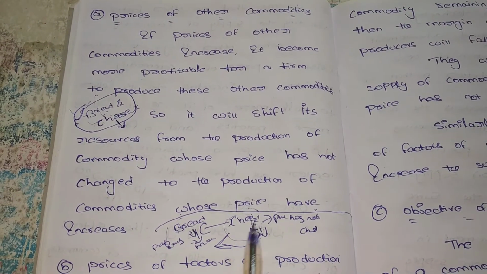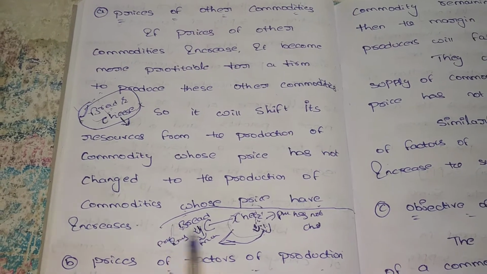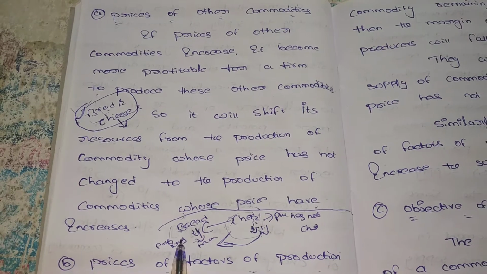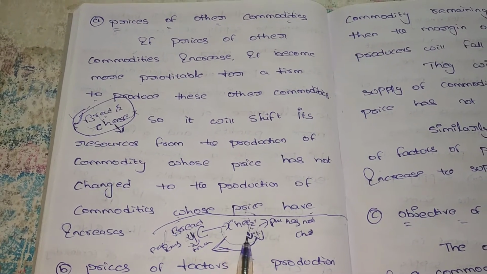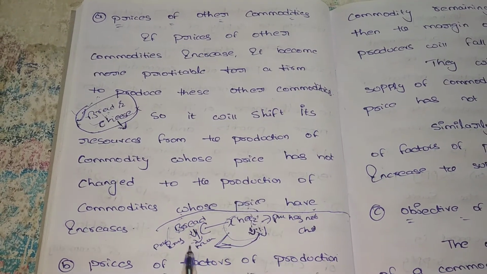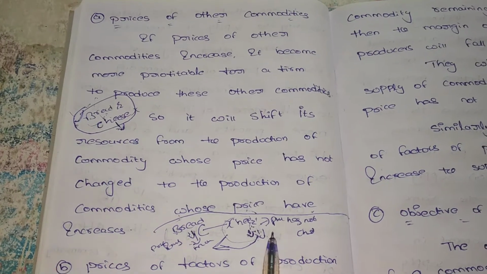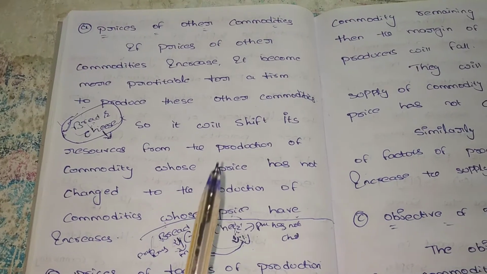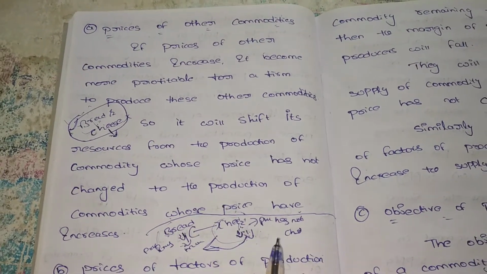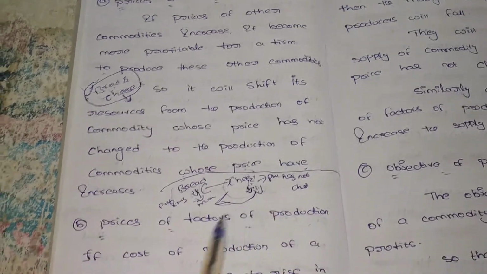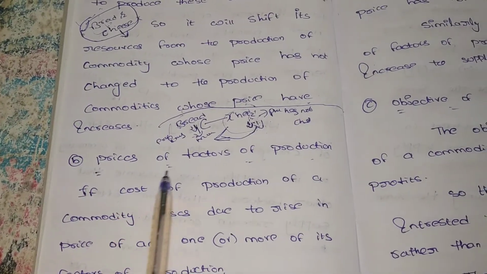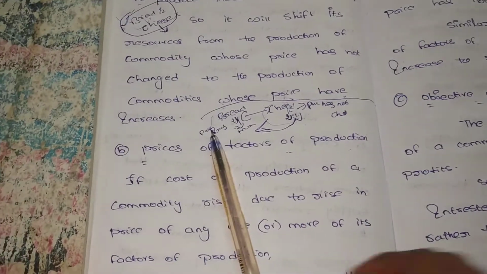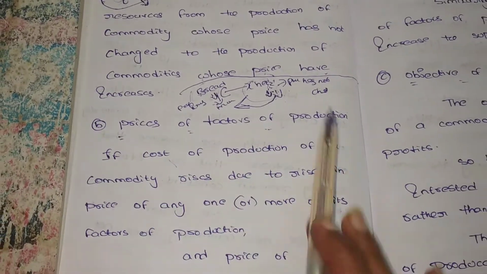So the resources, like labor and machinery which are used, are shifted from production of cheese to production of bread. For this, the supply of cheese decreases, and the supply of bread increases. Without change in the price of cheese, the supply will decrease. So we can say that without change in price, the supply may also change. Our next topic is prices of factors of production. Here the price of the good does not change, but the prices of factors of production change.